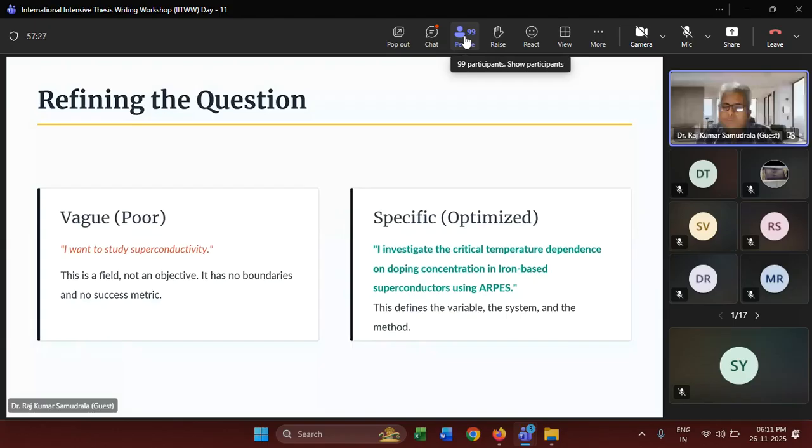But whatever we are planning, whatever we are thinking, it must be specific. How? In superconductivity, we have to investigate the critical temperature dependence on doping concentrations in iron-based superconductors using ARPES. It should be a clear investigation on the critical temperature of some iron-based superconductors. This defines the variable, the system, and the method. It should be specific, not general. If it is general, it will not be considered an objective.